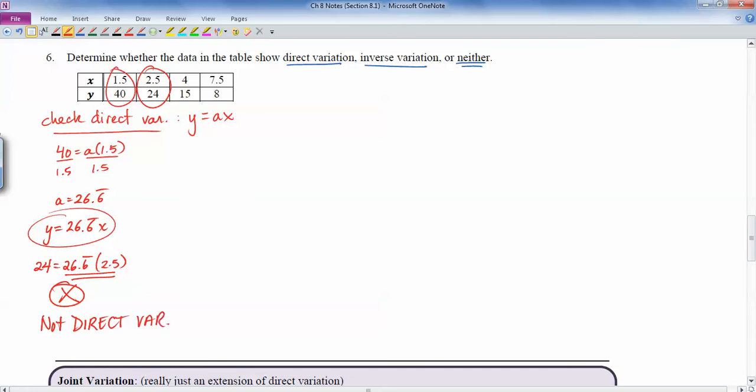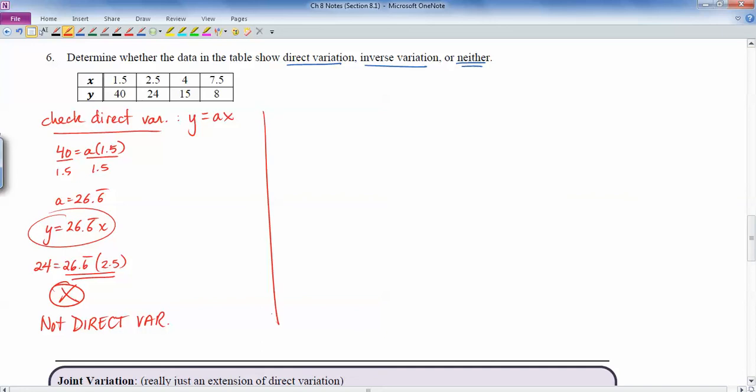If you wanted another way of approaching it, you can basically solve for what a would be here, solve for what a would be there, solve for what a would be here, solve for what a would be there. And if any one a is different, then it's not direct variation. The a has to be the same in every case. So that's another way of approaching it if you wanted to.